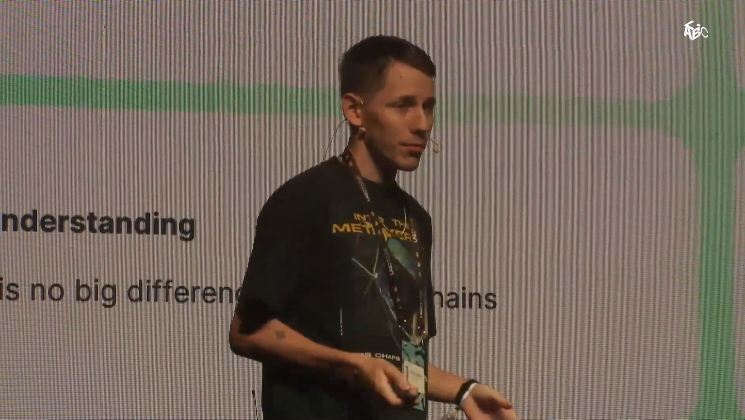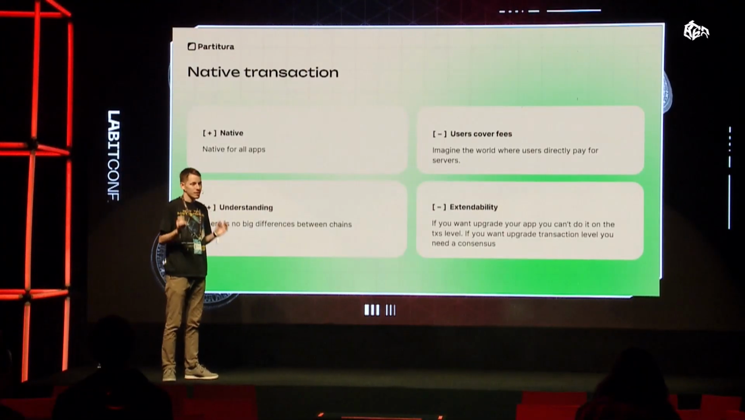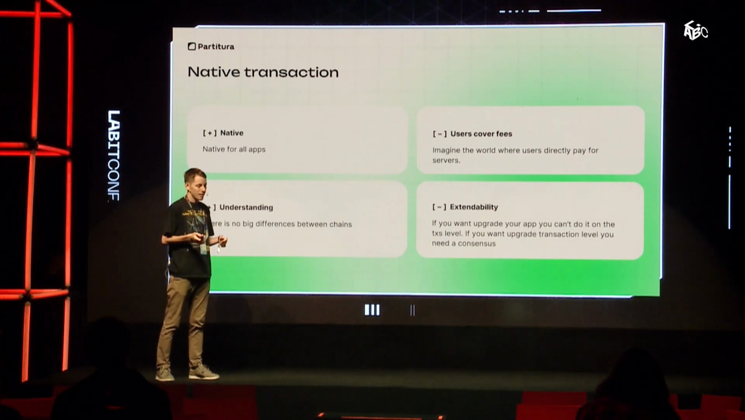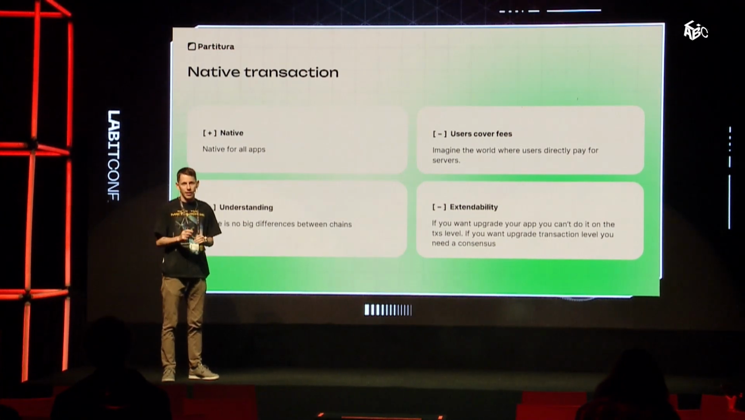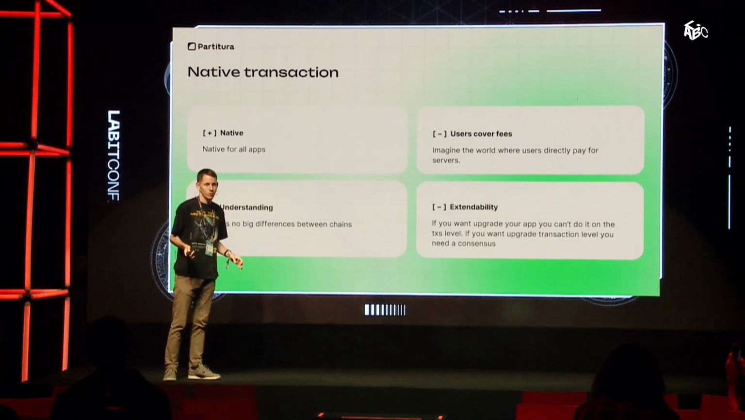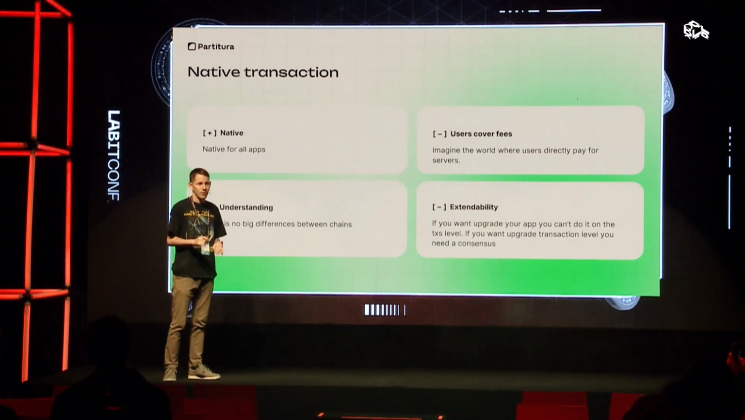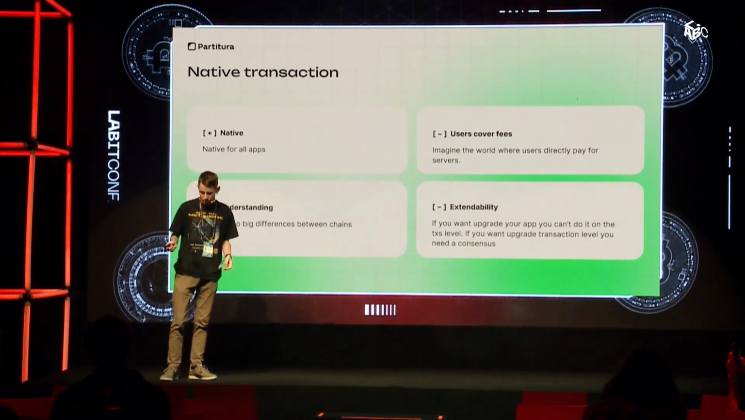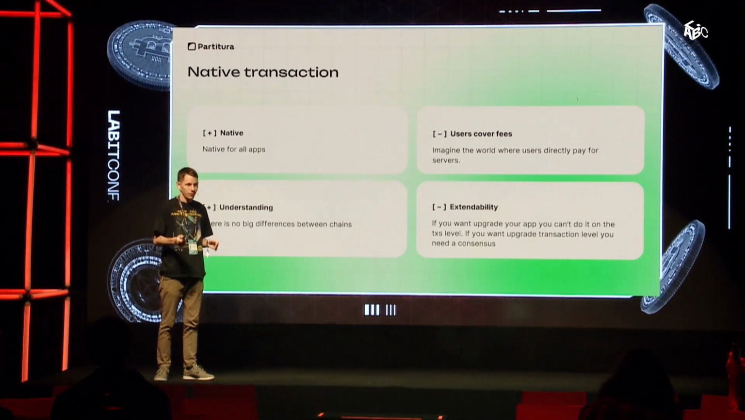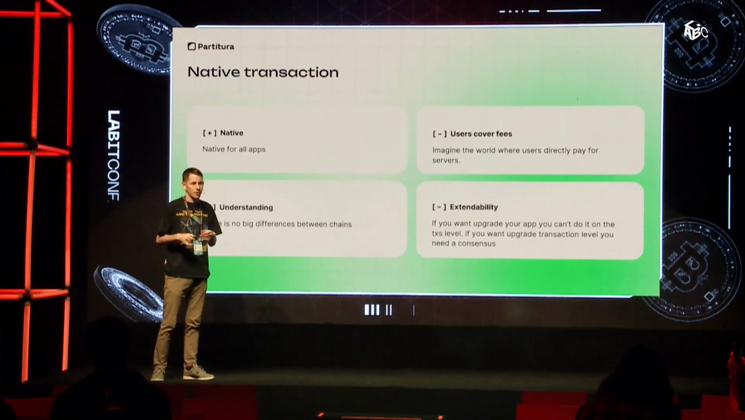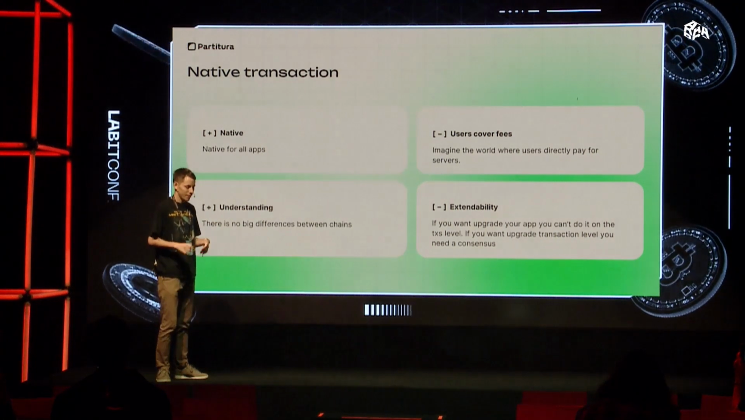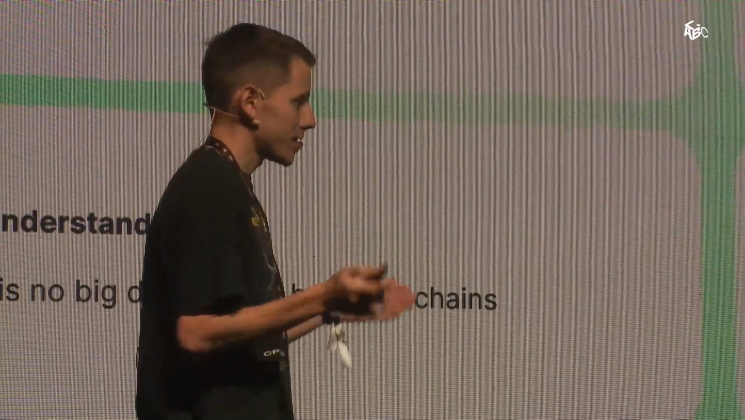So, what's the problem with native transactions? There are some benefits and some minuses. First of all, they are native, and it means that we don't need to change any clients. We don't need to change anything in our web application. Everything works well. Libraries, frameworks, everything works the same. And it's understandable for developers. If you work on Bitcoin, Algorand, Ethereum, you can easily change your chain and you will really understand another chain's tooling, etc. But there are some big problems.